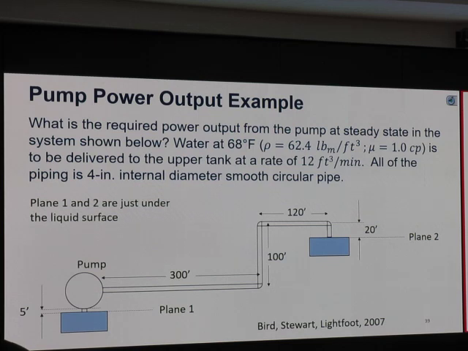This, by the way, I believe is the same as fluid mechanics that you may have taken before. Is it the same? Yes, we could have it again. Alright, let me go through it quickly. What is the required power output for the pump at steady state in the system shown below? Water at 68 Fahrenheit, with viscosity and density given, is to be delivered from the upper tank to the upper tank at that rate, 12 cubic feet per minute. All of the piping is 4-inch internal diameter, smooth, circular pipe.